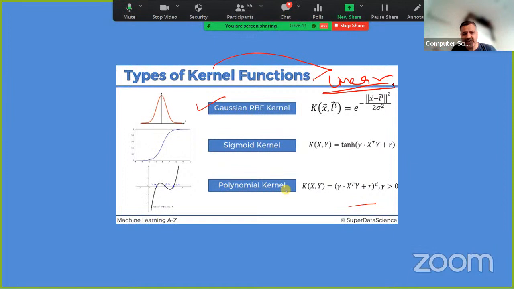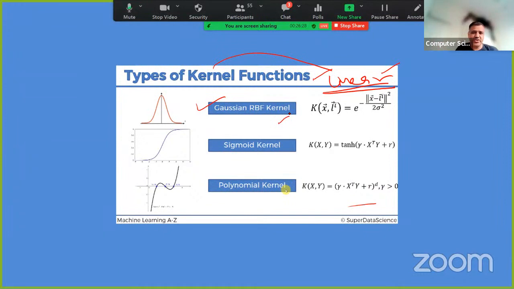If you want to separate linear data, then you will use the linear kernel. But if you want to work on non-linear data or you want to identify a non-linear hyperplane, then you can specify any of these kernels, and commonly we use the RBF kernel.